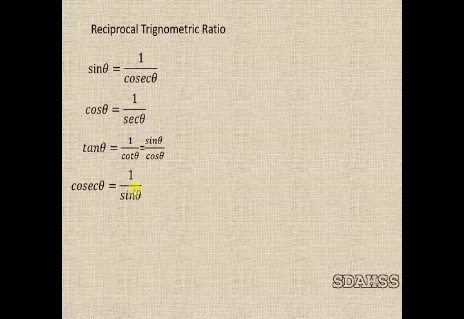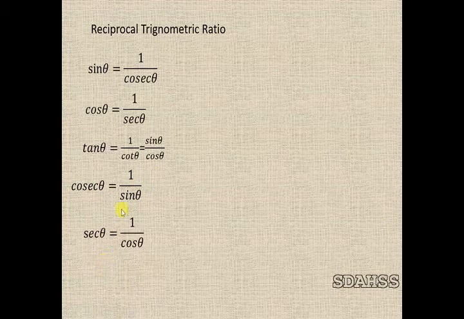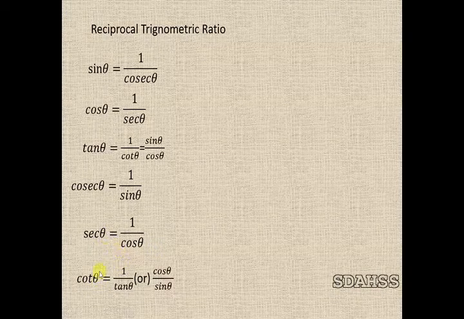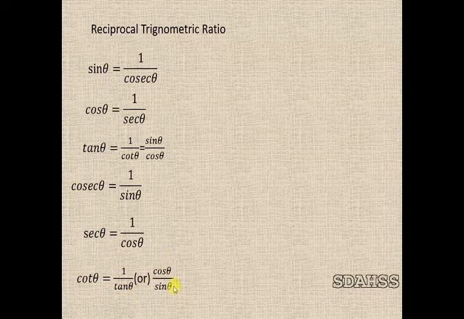Cosecant theta is equal to 1 by sin theta. Secant theta is equal to 1 by cos theta. Cot theta is equal to 1 by tan theta or cos theta by sin theta.